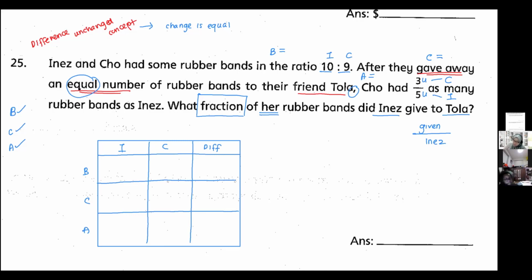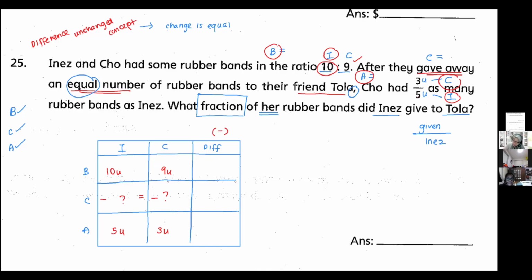Before Ines, 10. 10 what? 10 units, because the ratio is in units form. Before Cho, 9 units. Okay. Giveaway means minus, but I do not know how much, so it's a question mark. I do not know, but I know that these two are equal. Then after, Cho will be 3 units, so you put there 3 units. After Ines is 5 units, so you put there 5 units.